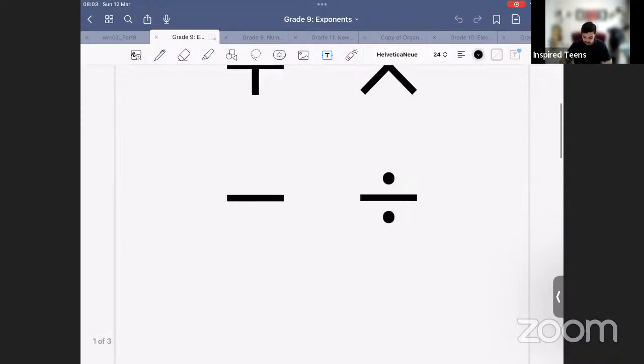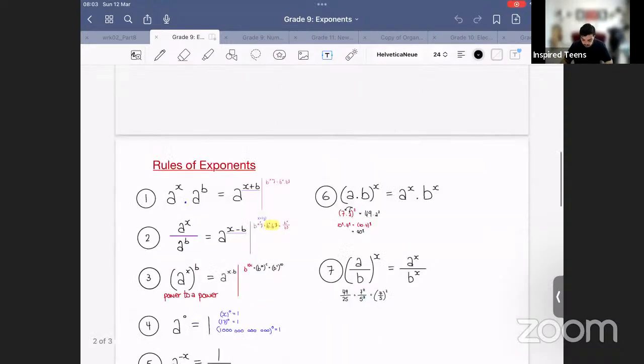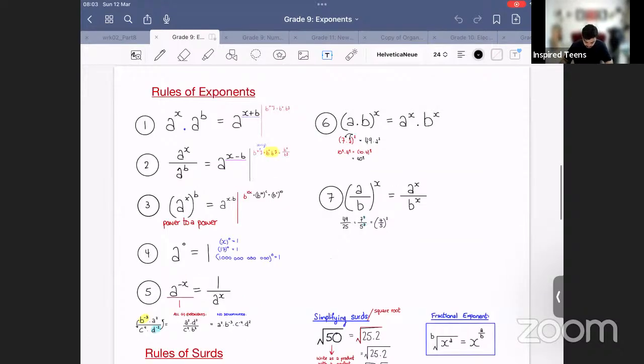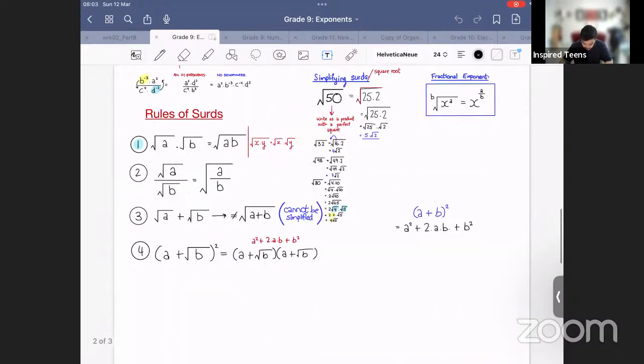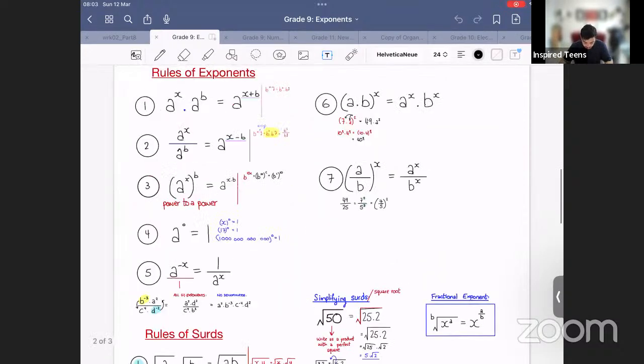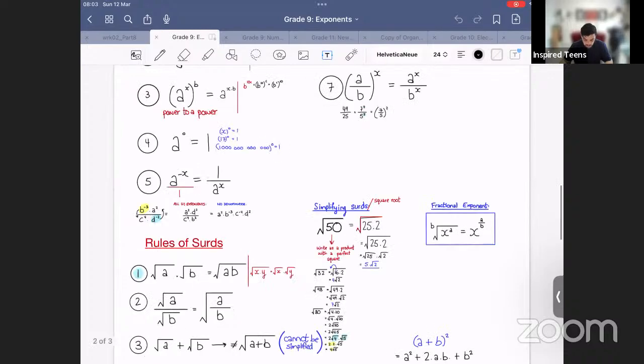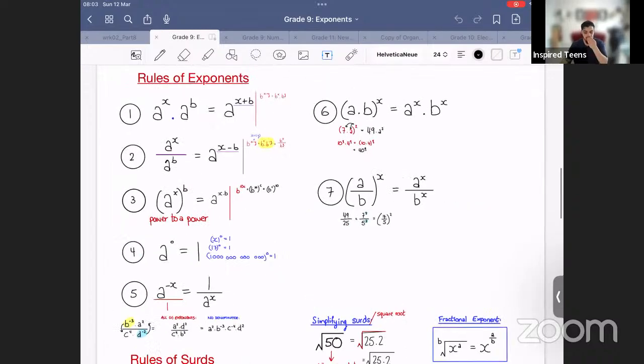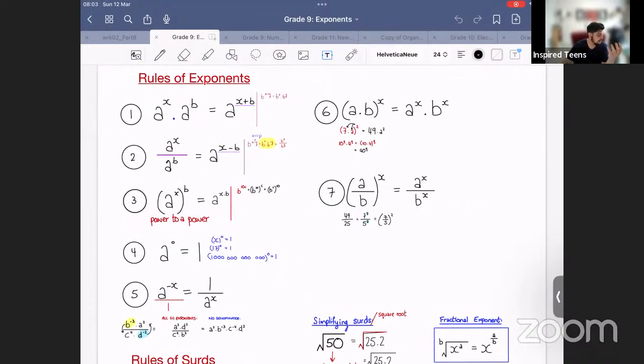Okay, so let's get started, right? Exponents. So last week we went through the rules of exponents, right? I think we finished up until simplifying surds. Maybe we need to discuss fractional exponents and rules of surds. Okay, so before we do some questions, we're going to quickly recap rules of exponents and complete rules of surds, right? So rules of exponents.